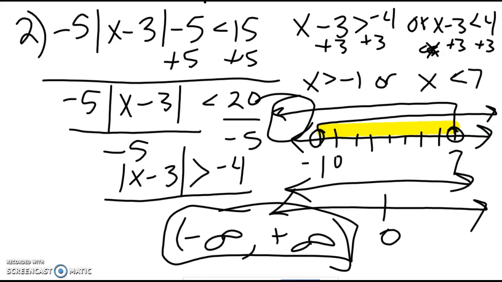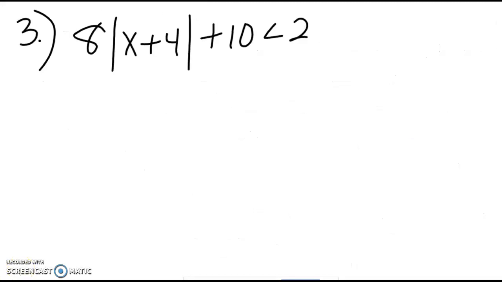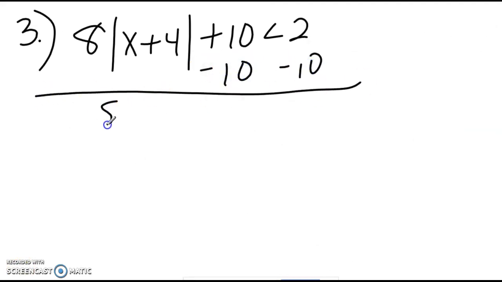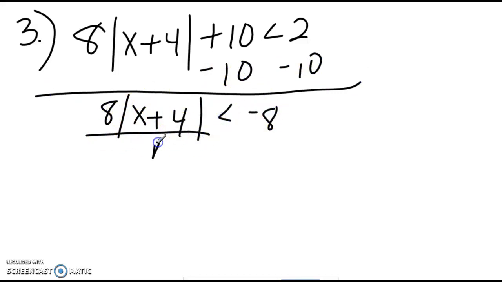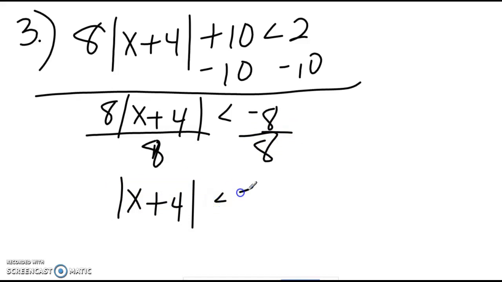Okay. Nor have we had one like the next one. So, are we ready to move on to the next one? To isolate the absolute value, first step, subtract 10 from both sides. I have 8 times the absolute value of x plus 4 is less than negative 8. Divide by 8. I get the absolute value of x plus 4 is less than negative 1.